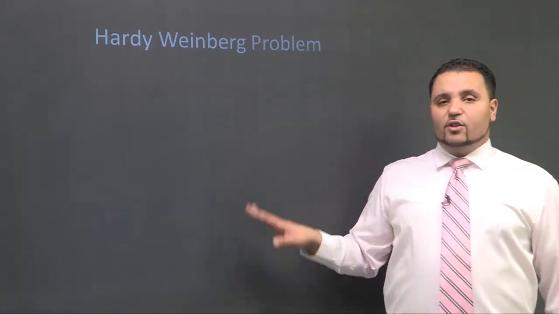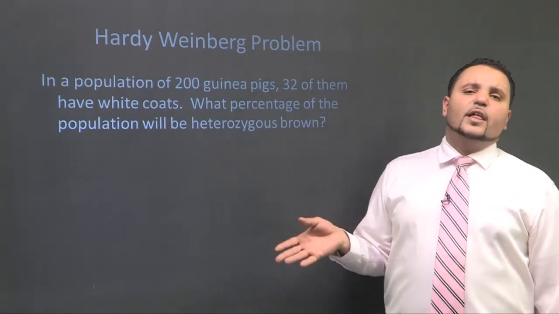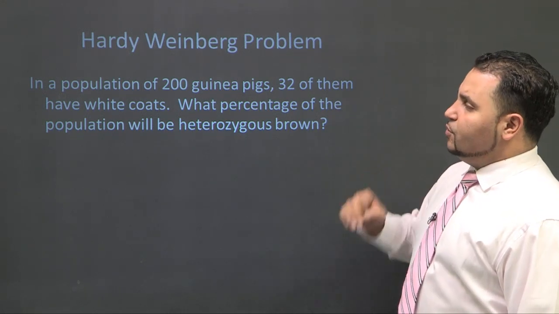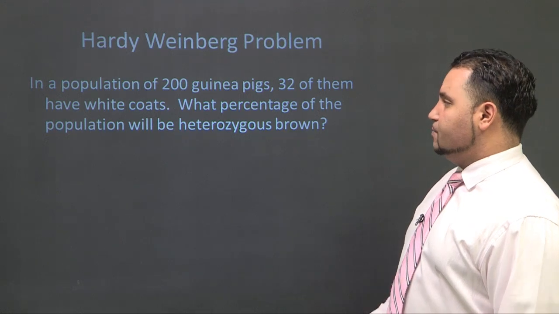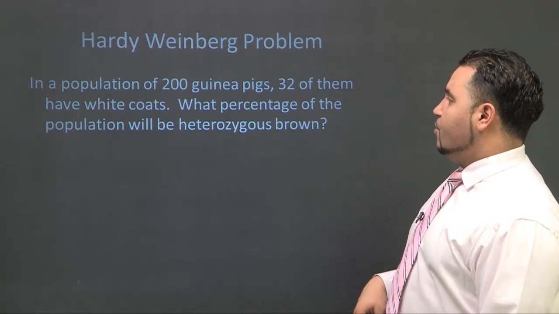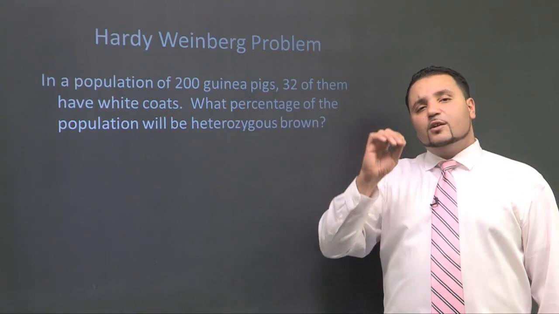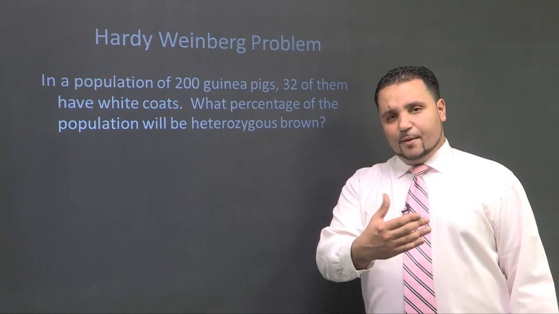So I'd like to just take a look at a problem with you very quickly. And let's say they throw this out. This is a typical AP problem that we've seen before. 200 guinea pigs, 32 of them have white coats. What percentage of the population will be heterozygous brown? Kids see this, they start getting thrown off right away. They tell us that 32 are white, and white is going to be the recessive genotype in this case, okay? If the problem didn't say it, I apologize.